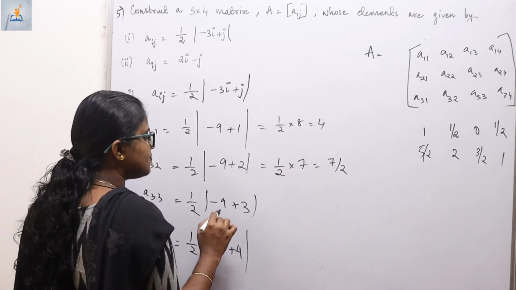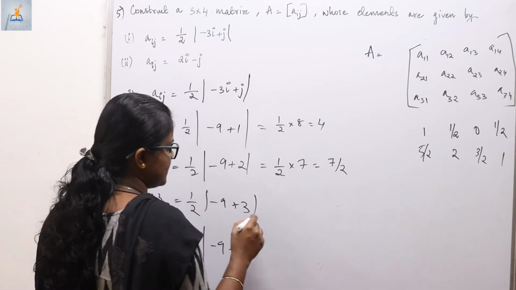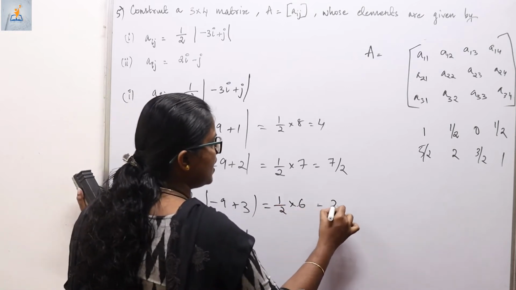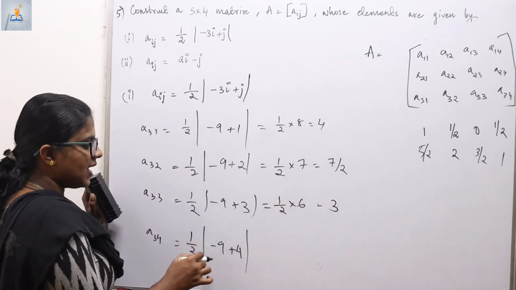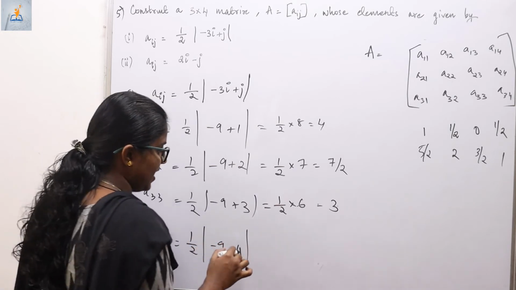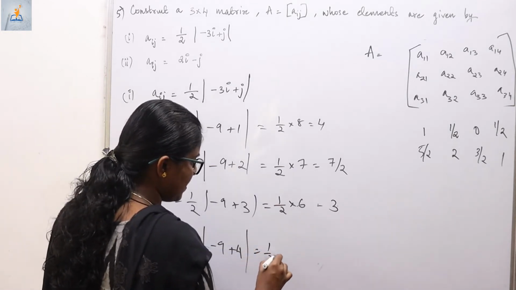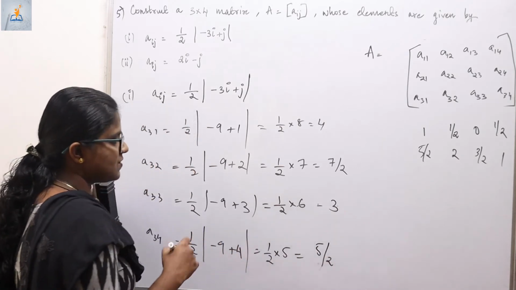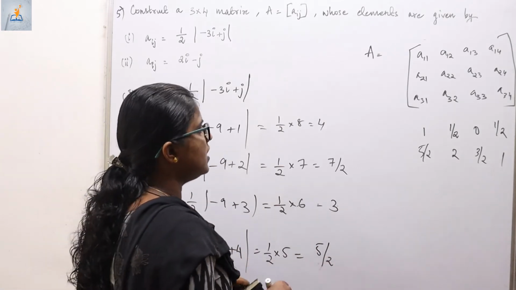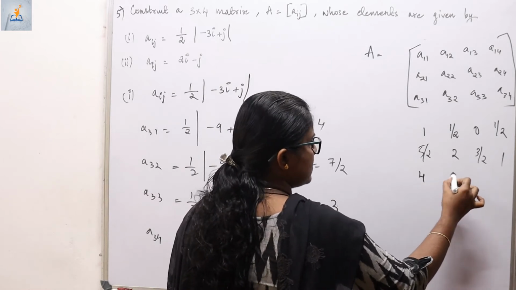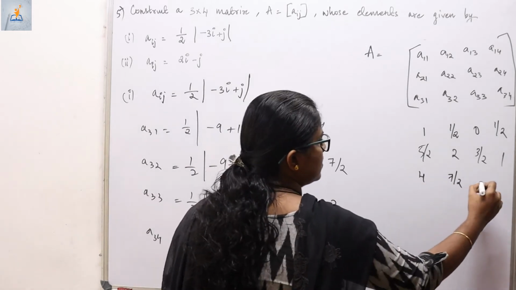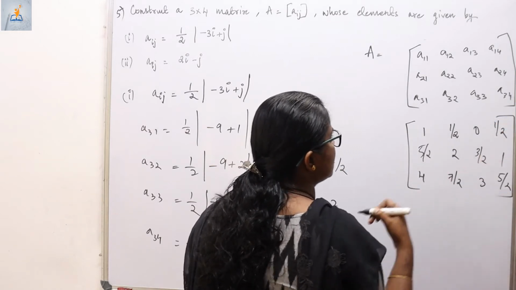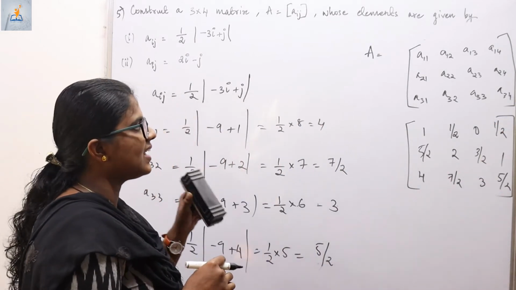And again, negative 9 plus 3 is negative 6, and when the modulus is taken it becomes 6, and the answer would be 3. Again, negative 9 plus 4 is negative 5. When the modulus is taken it becomes positive, and it will become 1 by 2 times 5, that is 5 over 2. So the third row would be 4, 7 by 2, 3 and 5 by 2. So we got the 3 by 4 matrix like this.